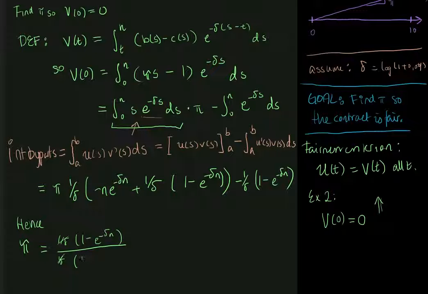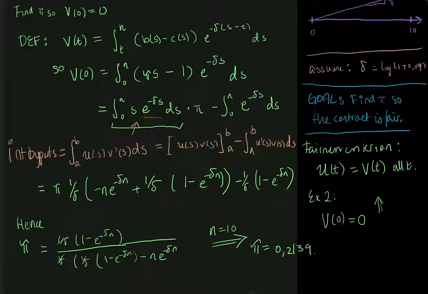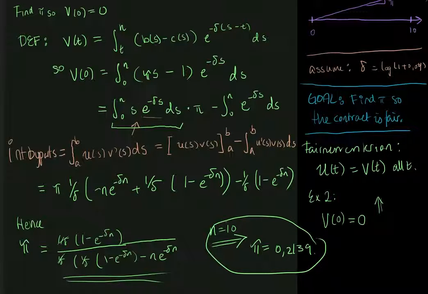And then I have 1 over delta 1 minus e to the minus delta n minus n times e to the minus delta n. So it should be equal to this long expression. And after you plug in n equals 10, then you will get that pi should have the numerical value of 0.2139. So that's the numerical result, and the thing with 2 lines under here is the symbolical result.